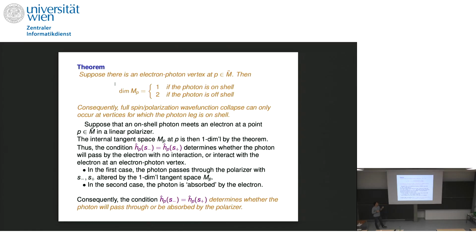And so this condition that the normalized projections of S minus and S plus at P are equal determines whether the photon will pass through or be absorbed by the polarizer. So it's a geometric condition that says whether the wave function collapse will occur or not. If it's met, for polarization the wave function will collapse, and if it's not met, the wave function will not collapse.